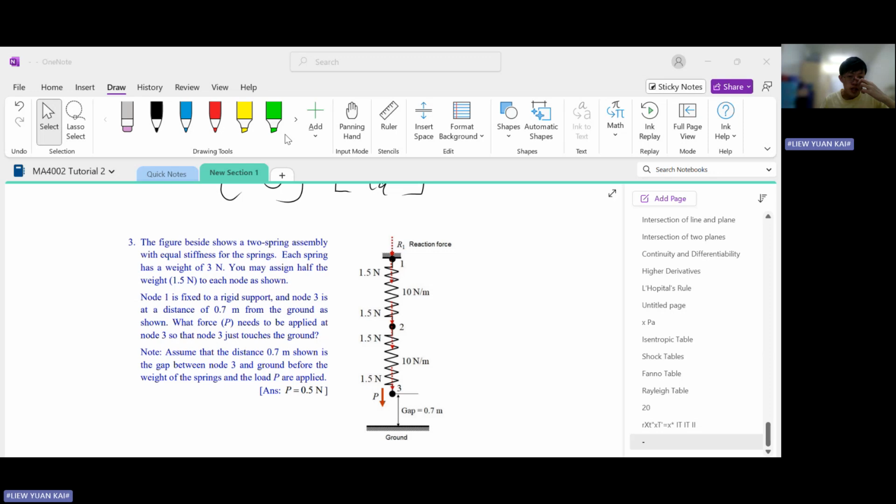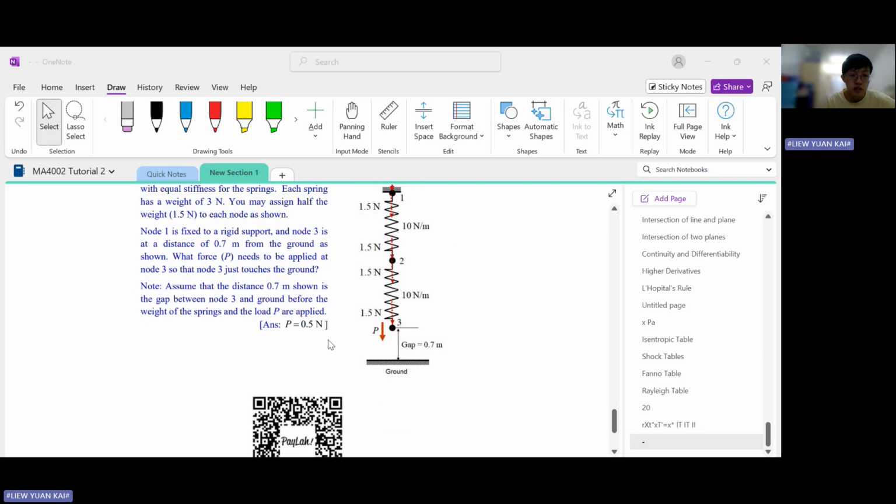The figure beside shows a two spring assembly with equal stiffness springs. Each spring has a weight of 3 newtons. You may assign half of the weight on each node as shown. Node 1 is fixed on a rigid point and node 3 is at a distance of 0.7 meters from the ground as shown. What force P is needed to be applied at node 3 so that the node just touches the ground? Assume that the distance 0.7 is shown between the gap and the node and the ground before the weight of the springs is applied.